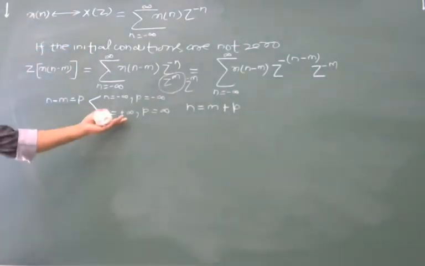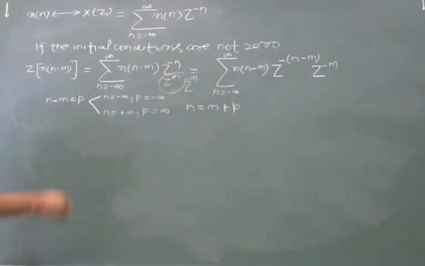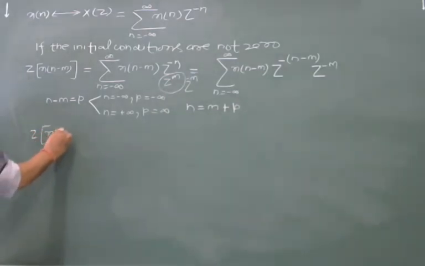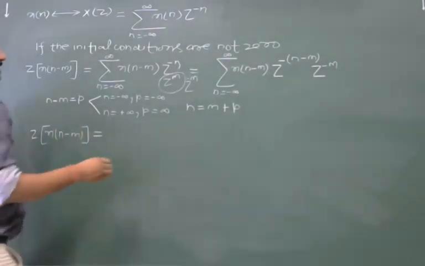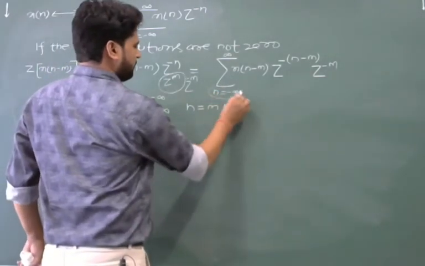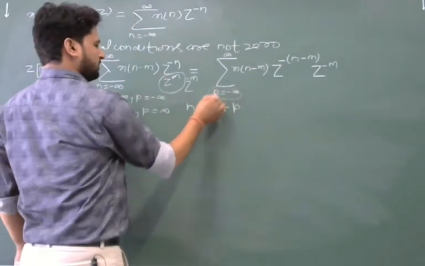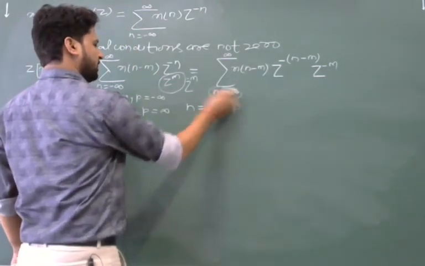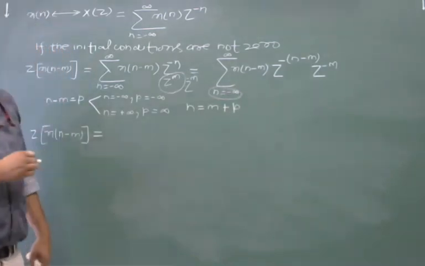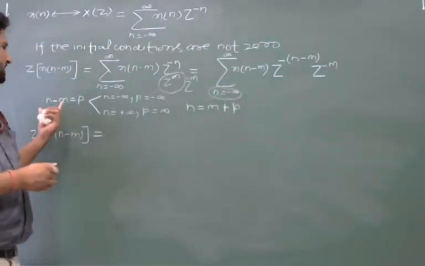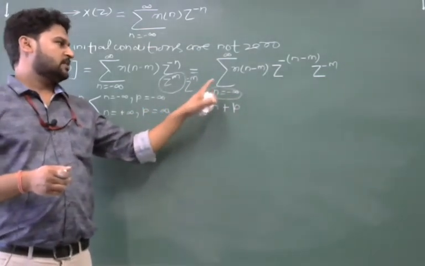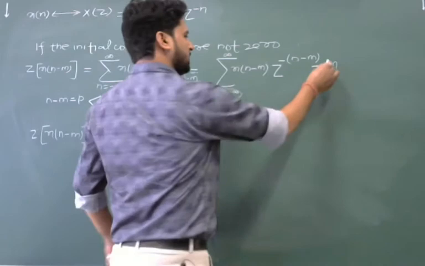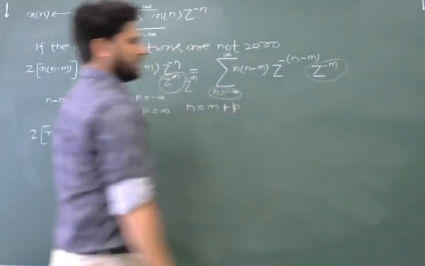So put all these values in this relation. This will become the z transform of x of n minus m, which will be equal to, now with respect to p here, because this limit will become p from minus infinite to plus infinite, because I am substituting p in place of n minus m, so this limit will be on p. So with respect to p here, this term z power minus m is a constant.